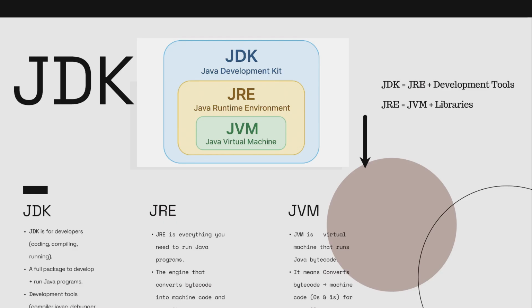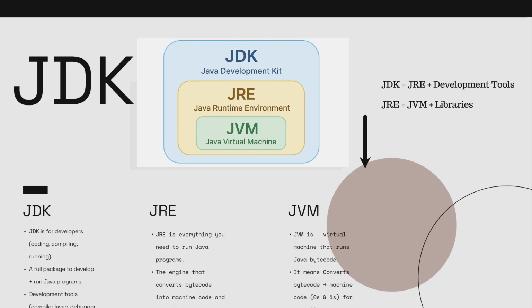What is JRE then? Java Runtime Environment. JRE is everything you need to run Java programs. JVM is like the engine that converts bytecode into machine code and runs it. Then Java core libraries and classes. In the JRE, we have the JVM and Java core libraries and classes. What are libraries? Like collections, IO, networking, math, etc. JVM alone can't do everything. It needs these libraries to run.